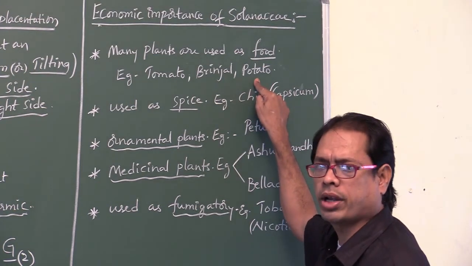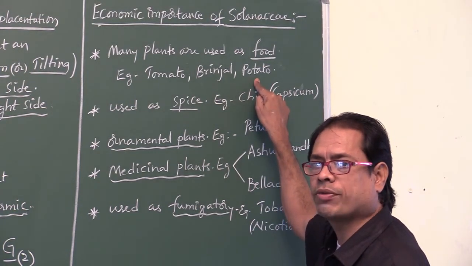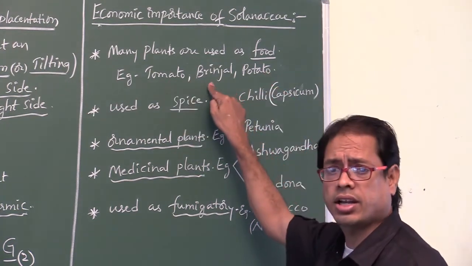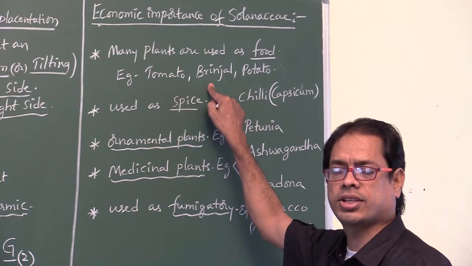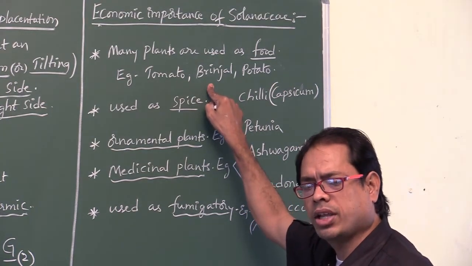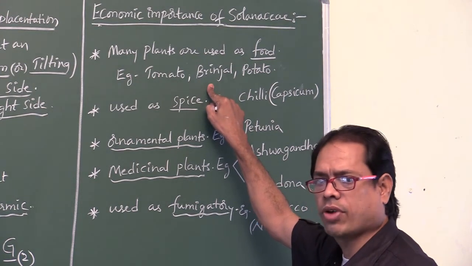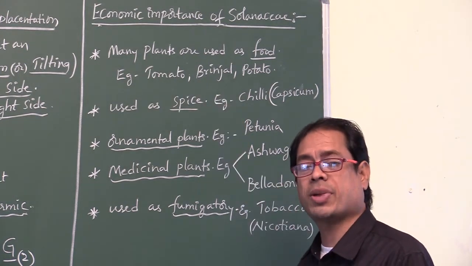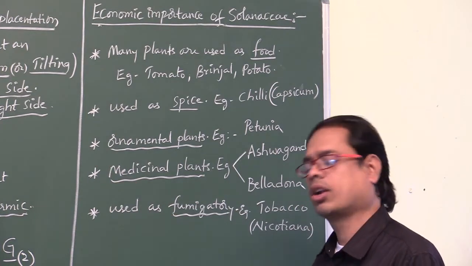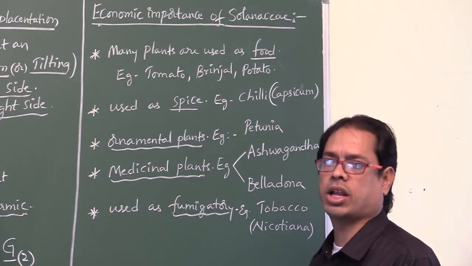Very, very important point: underground stem tuber is found in potato. Whereas tomato, brinjal, chilies contain persistent calyx. Generally, in all other families, persistent calyx is not found. The family which contains persistent calyx is Solanaceae, and it is also found in the Asteraceae family.